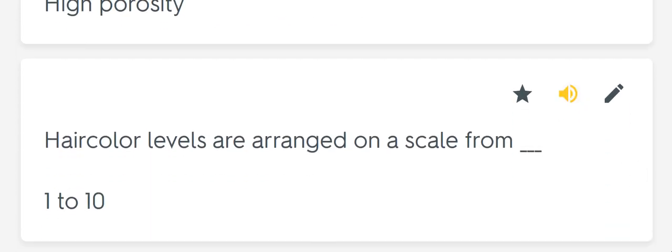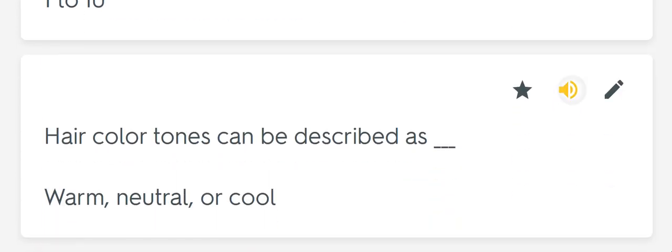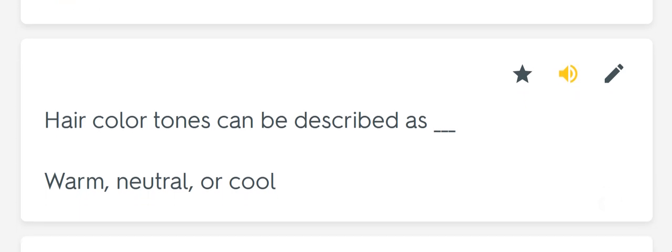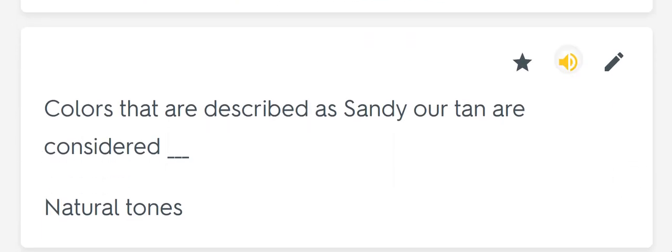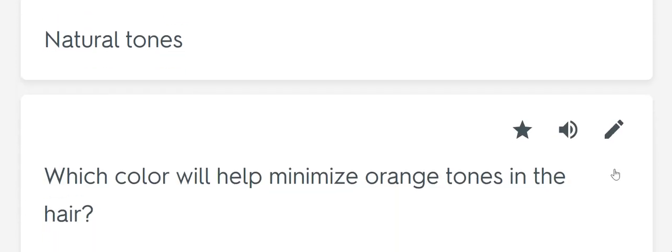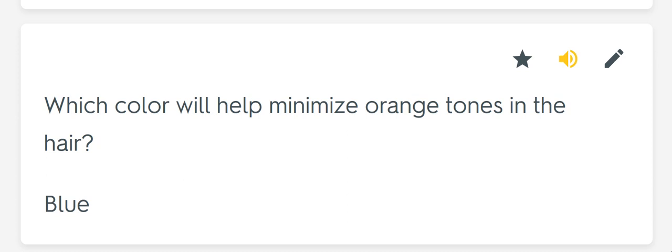Hair color levels are arranged on a scale from 1 to 10. Hair color tones can be described as warm, neutral, or cool. Colors that are described as sandy or tan are considered natural tones. Which color will help minimize orange tones in the hair? Blue.